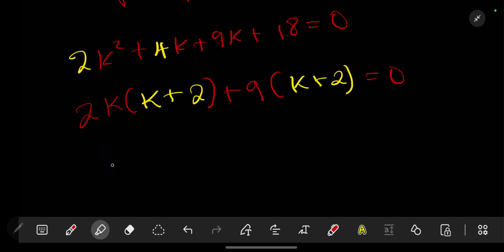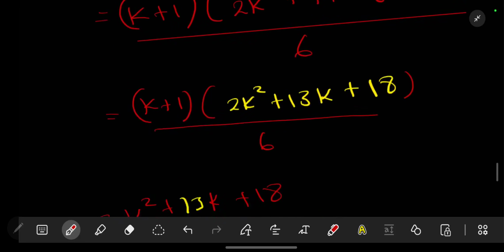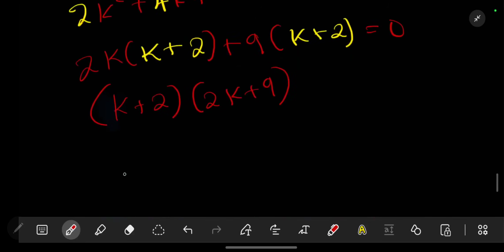So we are going to say k plus 2 in one bracket. Then the other bracket will be 2k plus 9, like that. So this is what we have. Where we see this, we substitute that. So it becomes k plus 1 is there.